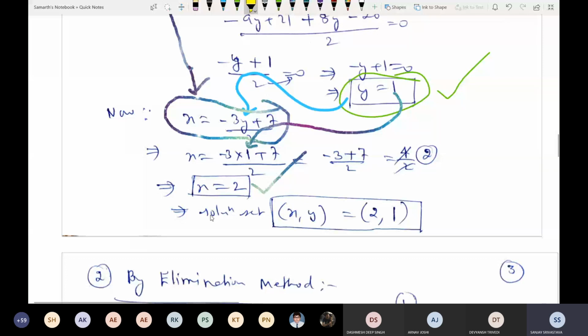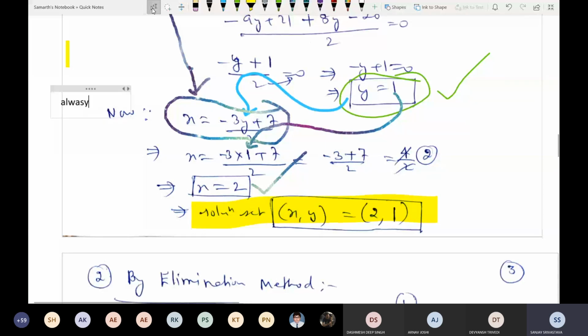So for the solution set, always try to write it. Don't forget to write the two values in the form of ordered pairs. This is required always, whether it is given in your book or not. You should write x comma y, in circular brackets, is equal to 2 comma 1. This is very, very important. Always write the solution set in the form of ordered pairs. Just remember this. So x comma y is 2 comma 1.